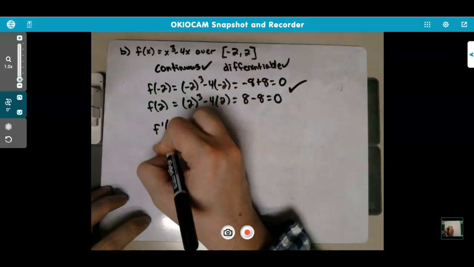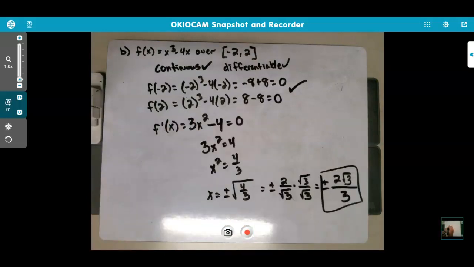Let's see if I can simplify this. The square root of 4 is 2. So that's 2 over square root of 3. 3 is not a perfect square, so that would have to stay square root of 3. But remember, we do not like having square roots in the denominator. So to get rid of it, multiply by the square root of 3 over the square root of 3. So plus or minus 2 square roots of 3 over square root of 3 times the square root of 3 is 3. So it happens at 2 square roots of 3 over 3 and also at negative 2 square roots of 3 over 3. So this one actually had 2 points.